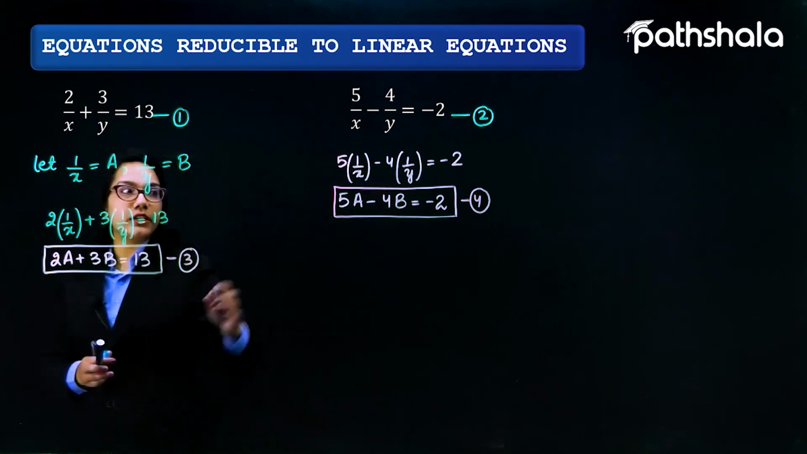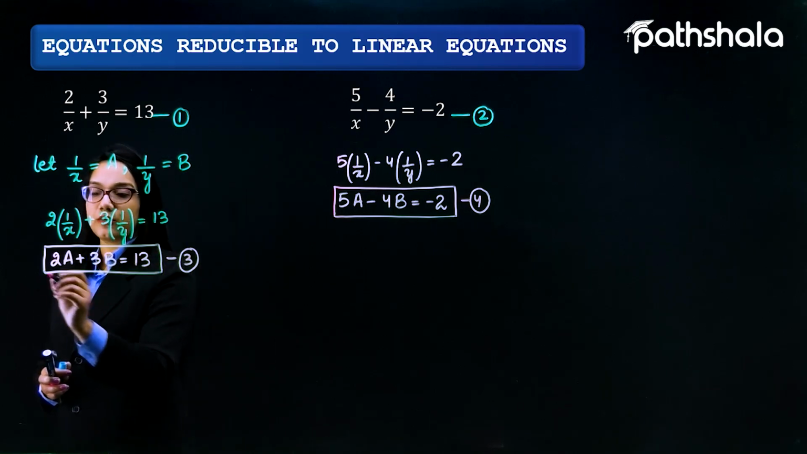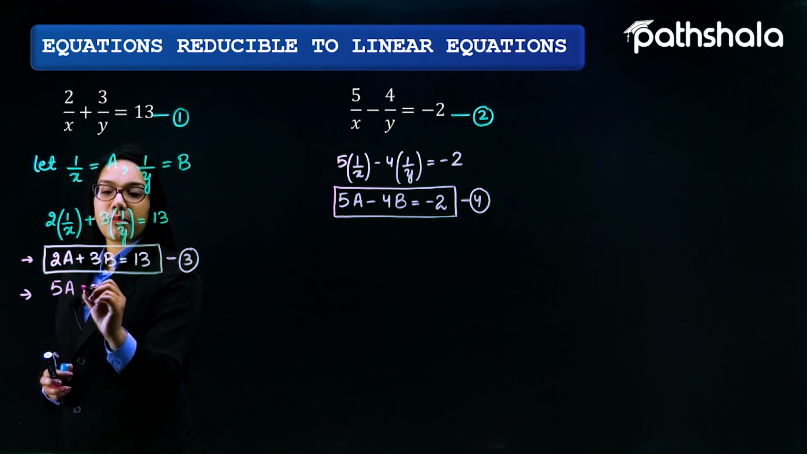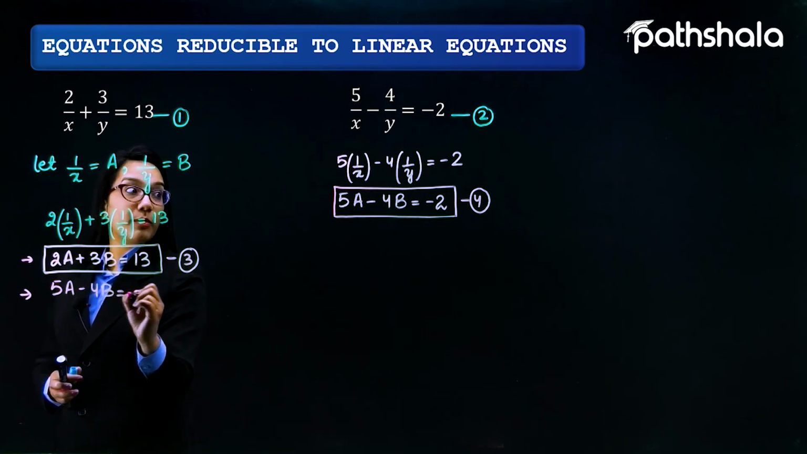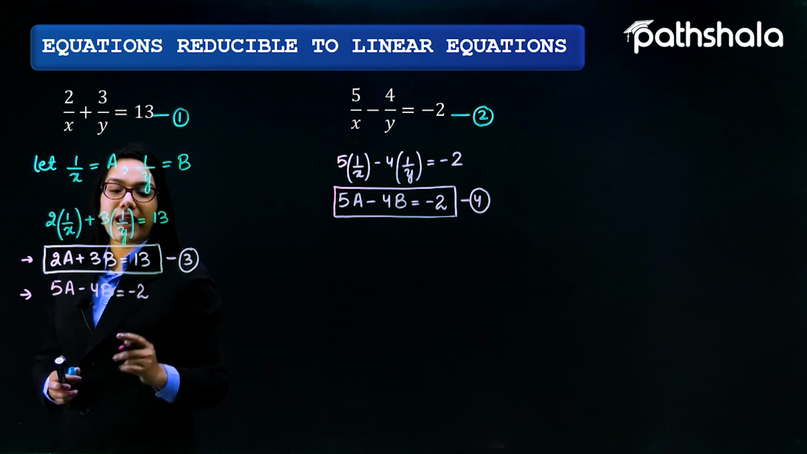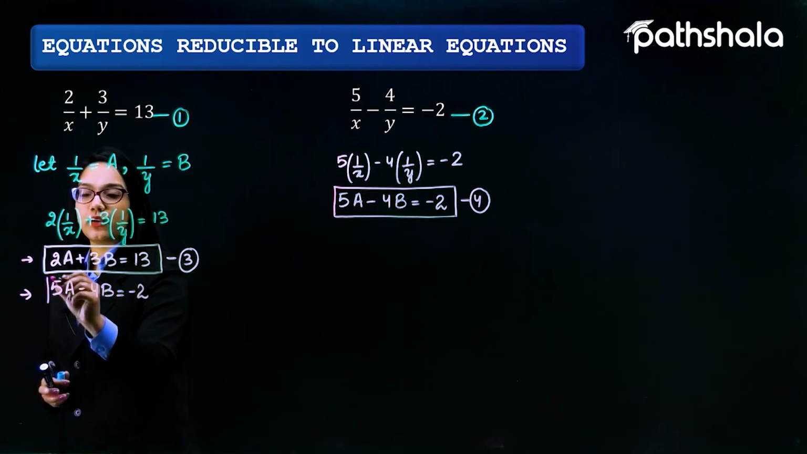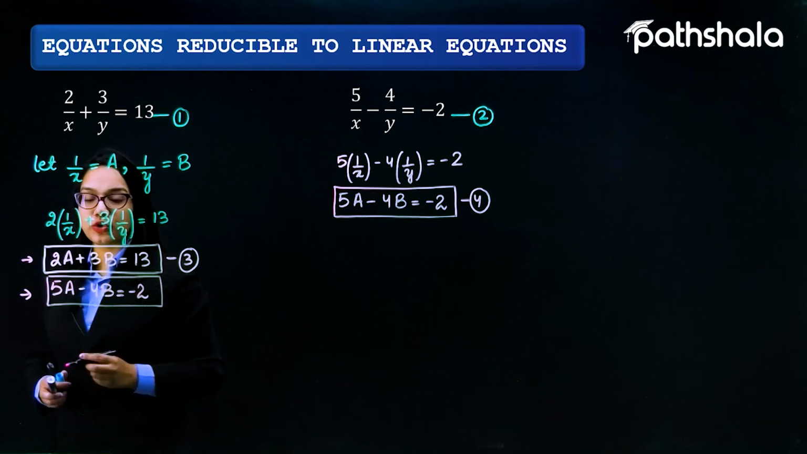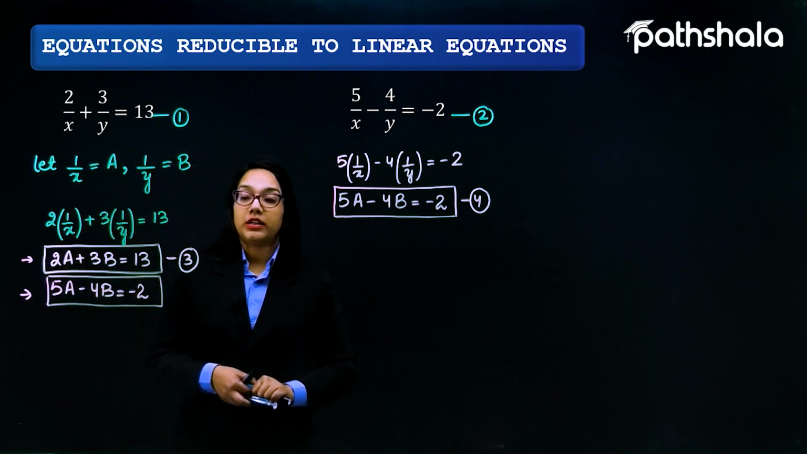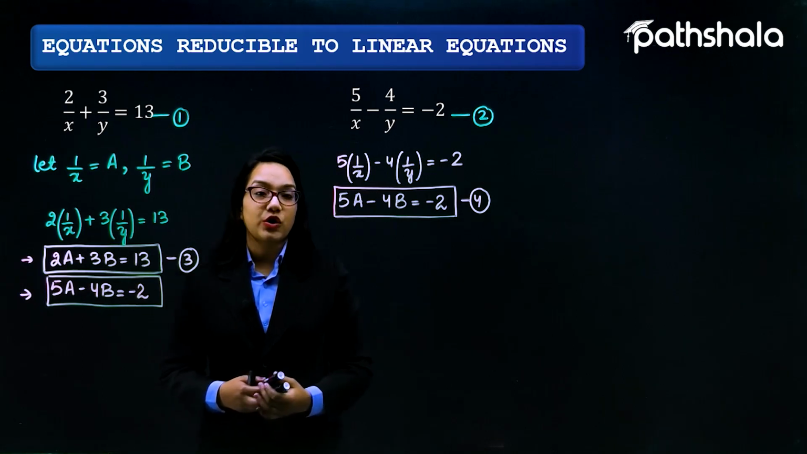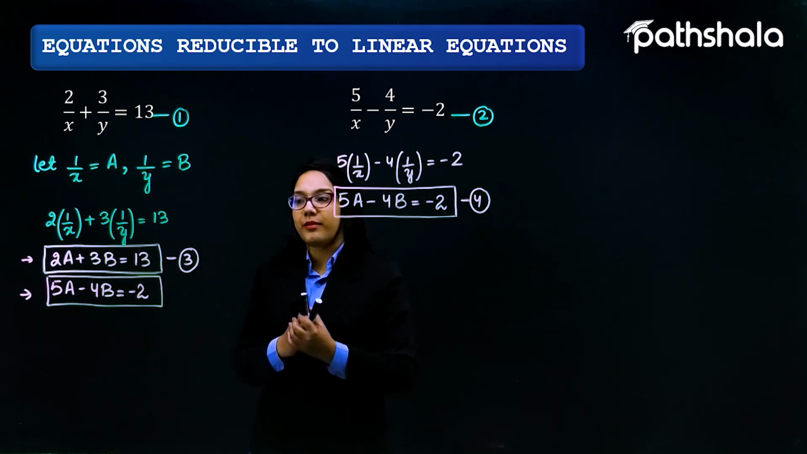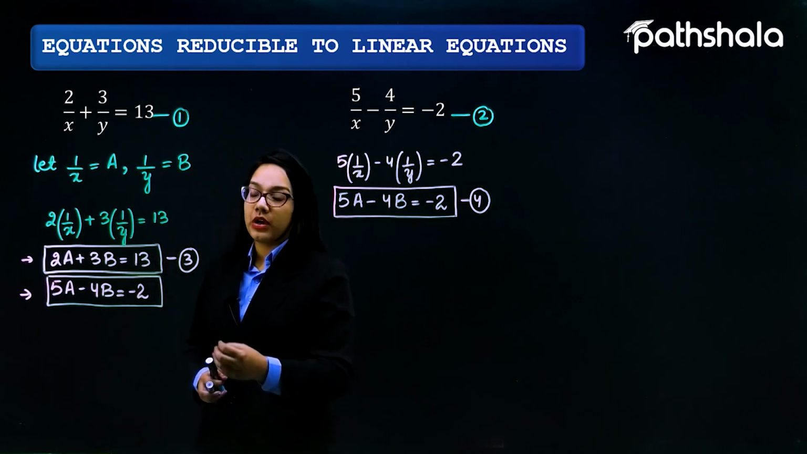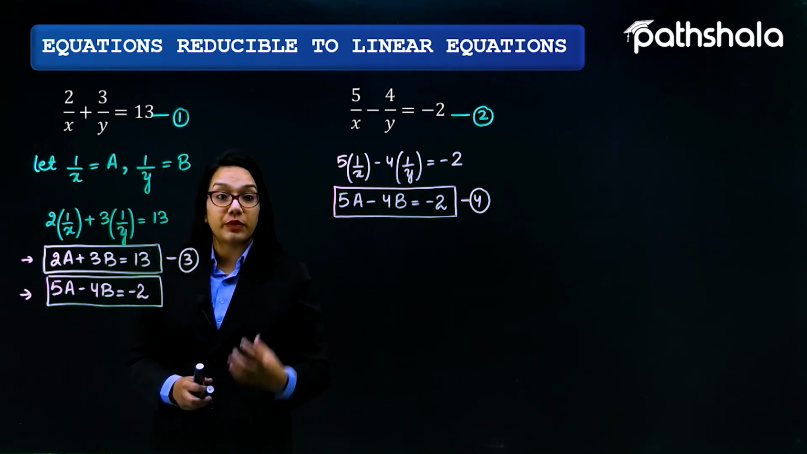As we can see, we have the 4th equation, let us suppose I am writing the 4th equation over here: 5A minus 4B is equal to minus 2. Now you can apply any particular method over here in order to find the values of capital A and capital B. You can apply the substitution method, the cross multiplication method, or the elimination method. You can apply any kind of method. So for instance, I am using the substitution method over here.